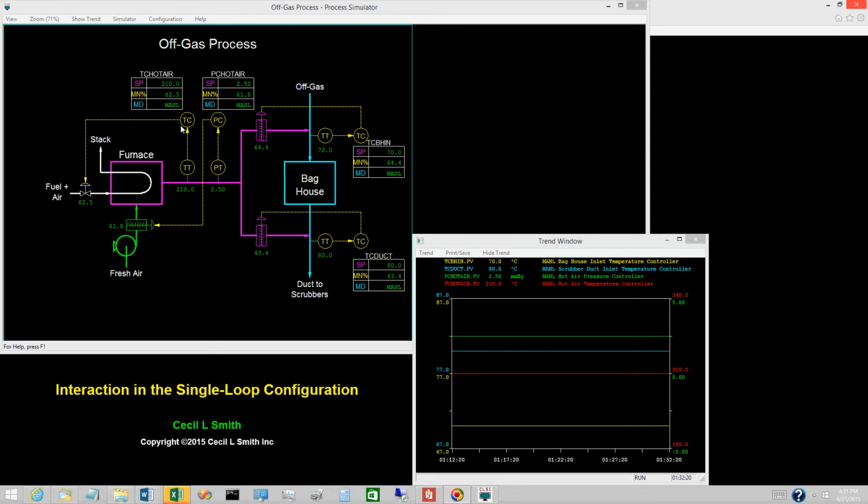To proceed from a qualitative analysis to a quantitative analysis, we have two options. One is to conduct tests directly on the process. The other is to simulate the process and then conduct the same tests on the simulation. The off-gas process is relatively fast, but even so, process testing is not a trivial endeavor. The alternative of simulating the process is usually more attractive. The testing procedure is basically the same, whether on a simulation or on the actual process.